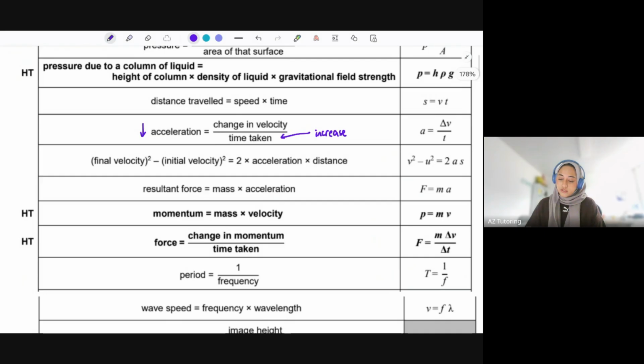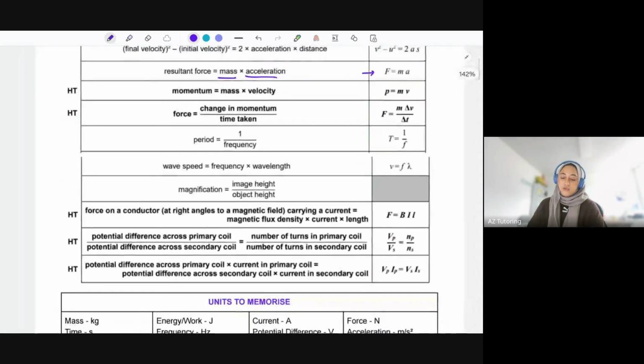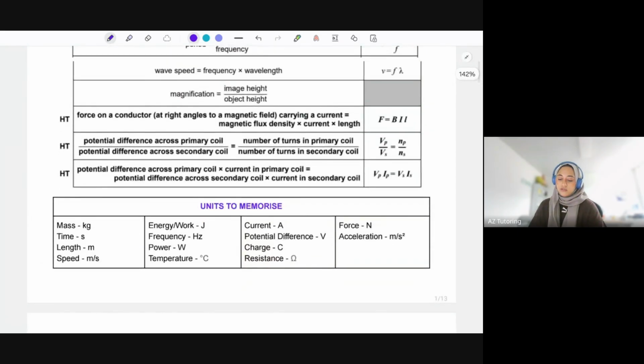Example, resultant force. So this is Newton's second law you should be aware of. If you increase acceleration, that's going to increase the force, just like if you increase the mass, so something heavier will have a higher force compared to something that weighs less, which has the same acceleration. So you can figure out all these just by looking at the equation, so definitely use it to your advantage.